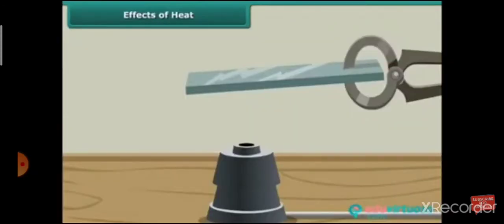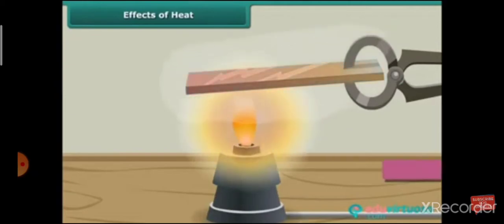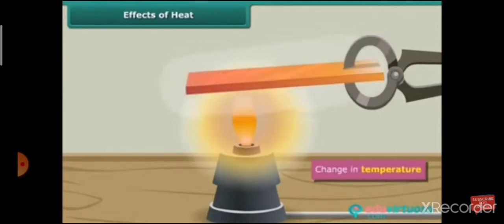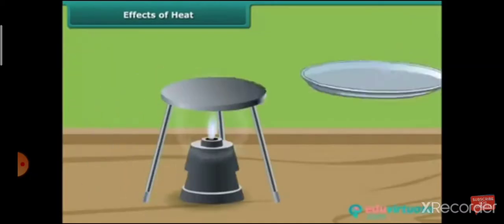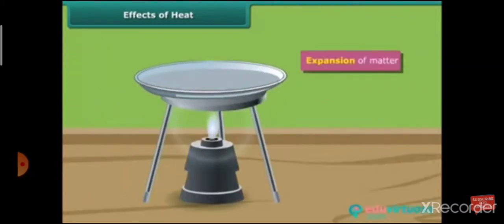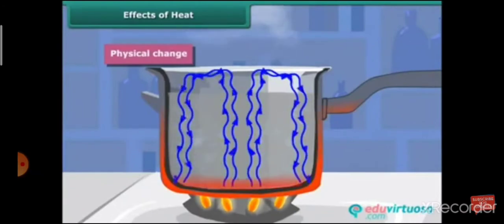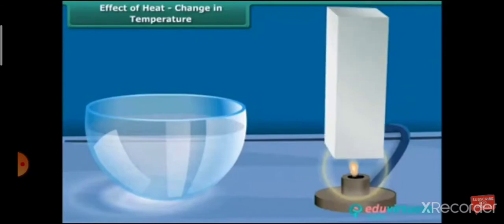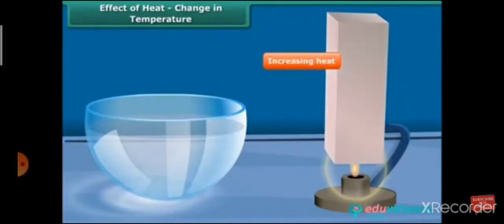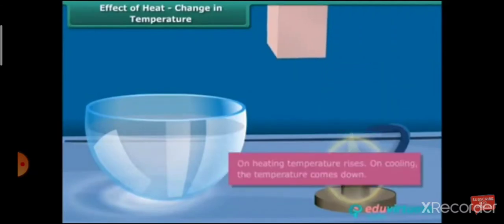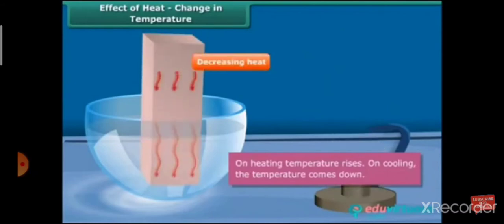When an object is heated, it undergoes many changes. The object becomes hotter. The object may expand or contract, or a substance may change its state when heated. For example, water changes into water vapor on heating. We observe a change in temperature when heating. On heating, temperature rises. On cooling, the temperature comes down.